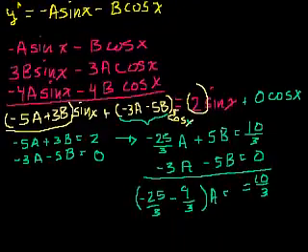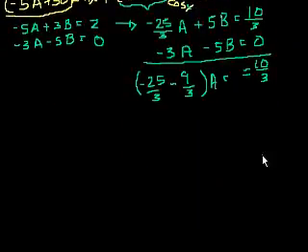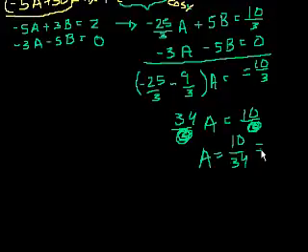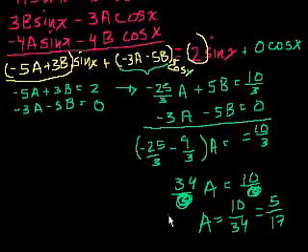It's getting a little bit messier than I like, but we'll soldier on. So let's see. Minus 25 minus 9. What's minus 25 minus 9? So that is 34. So we get 34 over 3a is equal to 10 over 3, or we can get rid of it. We can multiply both sides by 3, divide both sides by 34. A is equal to 10 over 34, which is equal to 5 over 17. Nice, ugly number. 5 over 17.